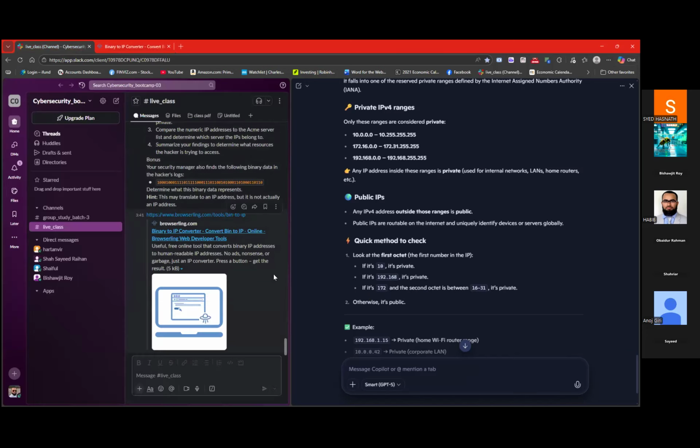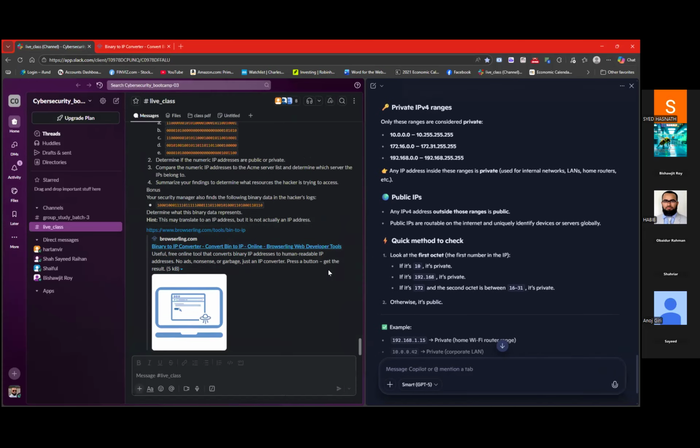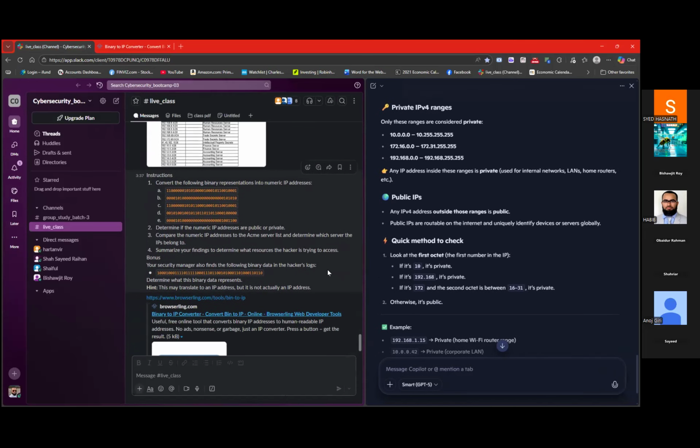Compare the numeric IP addresses to the active server list and determine which server the IP belongs to.